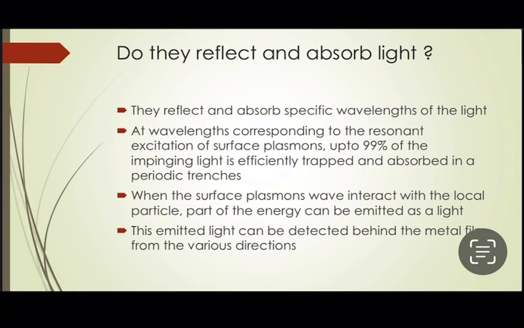Up to 99% of the impinging light is efficiently trapped and absorbed in the periodic trenches. When the surface plasmons interact with the local particles, part of the energy can be emitted as light. This emitted light can be detected behind the metal film from various directions.